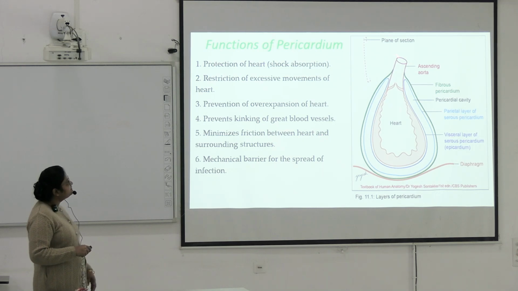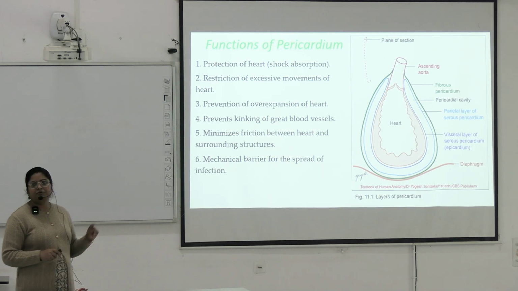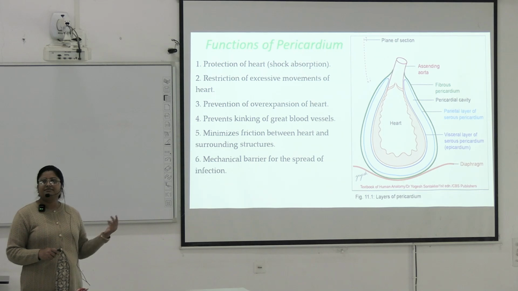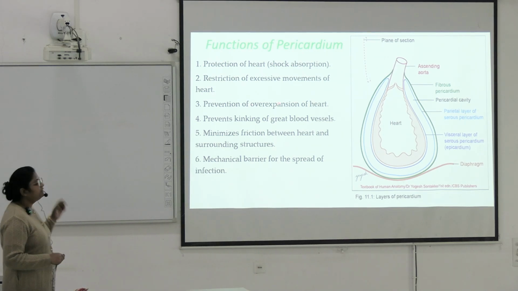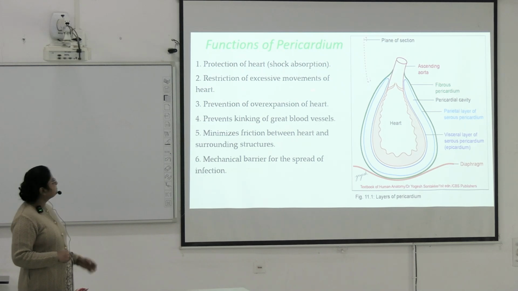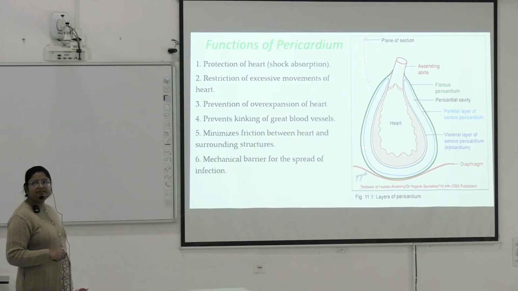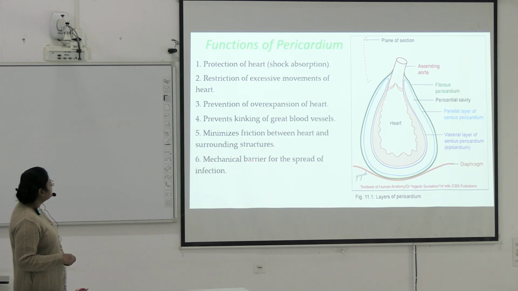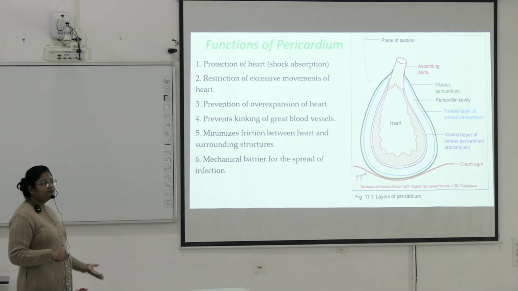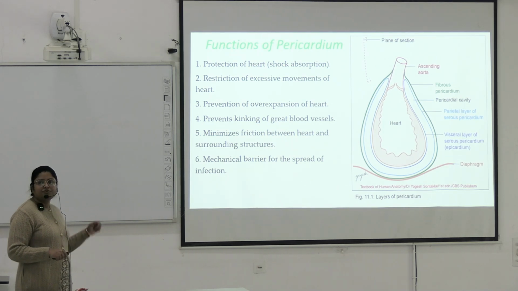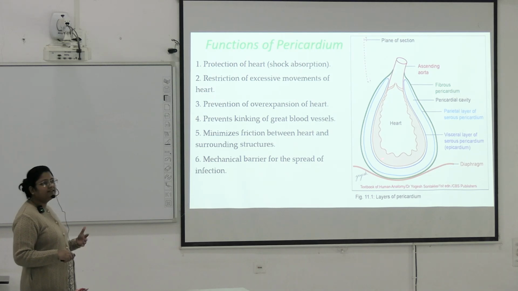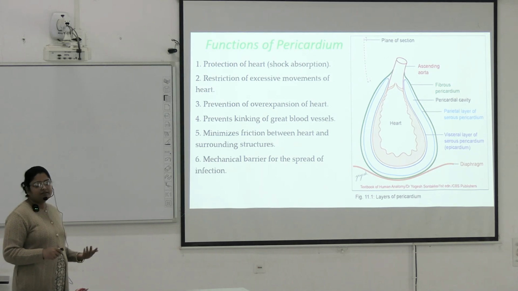Great blood vessels means the ascending aorta, pulmonary trunk, the pulmonary veins like this. Superior and inferior vena cava are also included within the great vessels. It minimizes friction between the heart and the surrounding structures, and it acts as a mechanical barrier for spread of infection. First the infection spreads to the pericardium, then it reaches the heart. So if you control it at the level of the pericardium, the heart will not be affected.